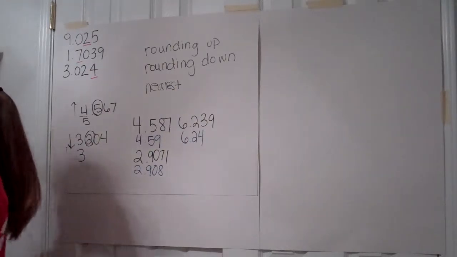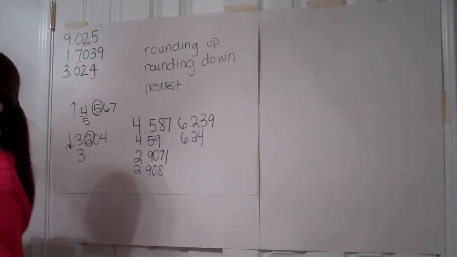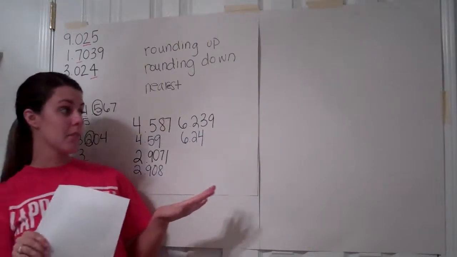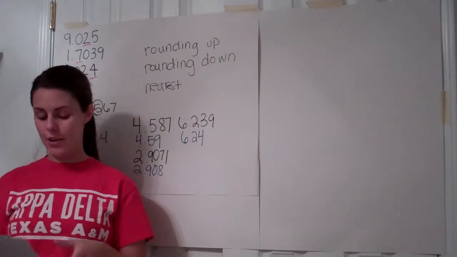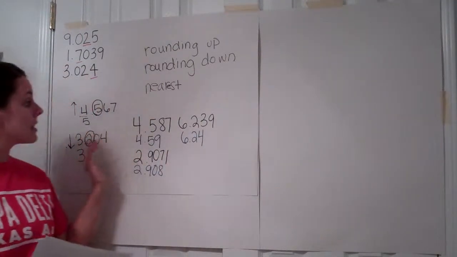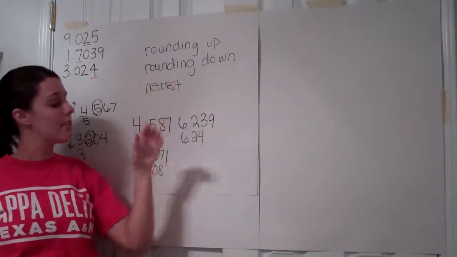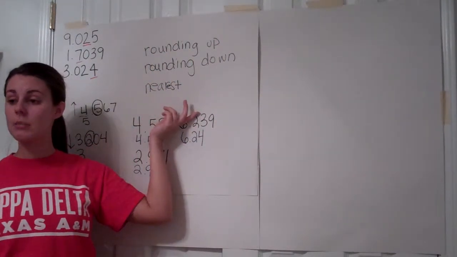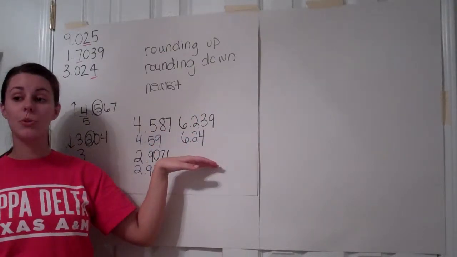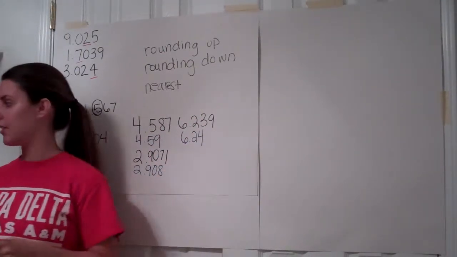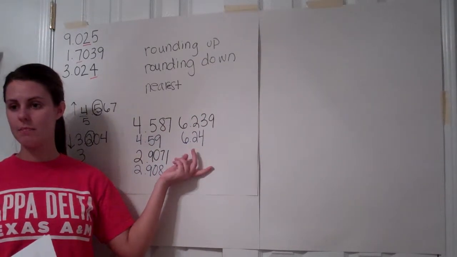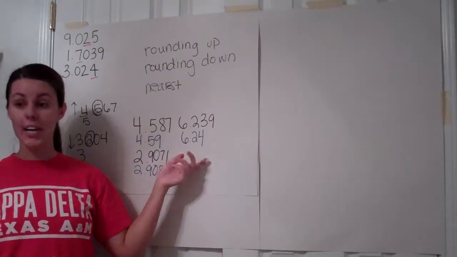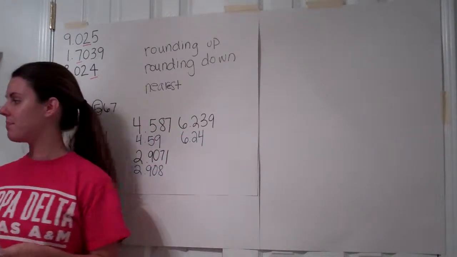Okay, now we're going to talk about rounding down. This can be kind of tricky, so I'm going to make sure I go over it slow so you understand it. It's a lot similar to rounding up, but instead of rounding up to the next place value, we're going to round down to the preceding place value. Does anybody know what preceding means? Comes before. Good. It means it comes before.